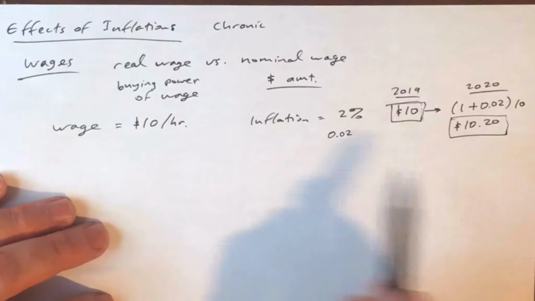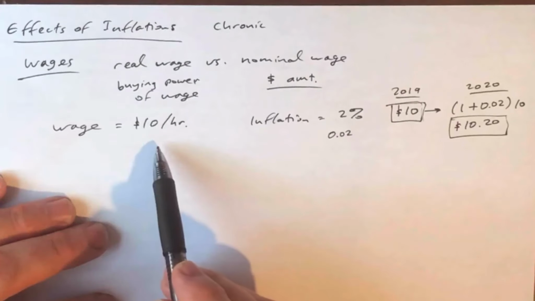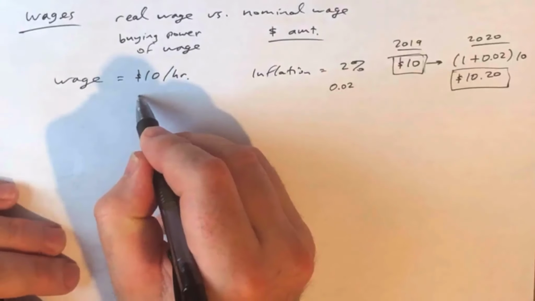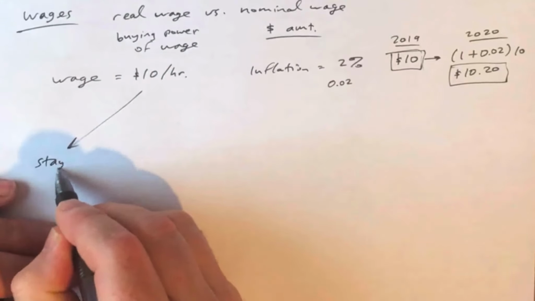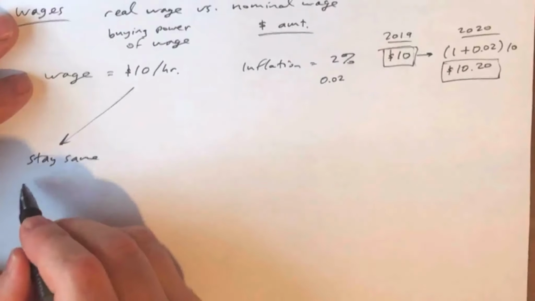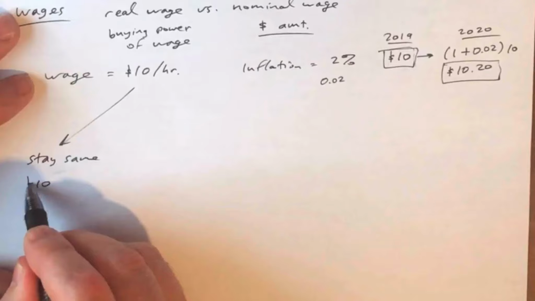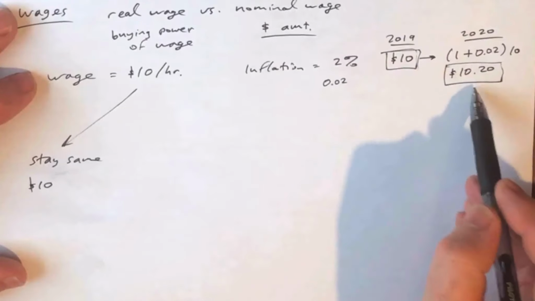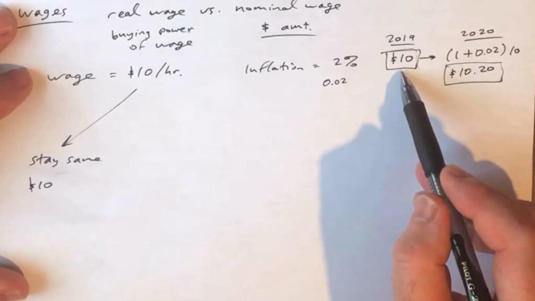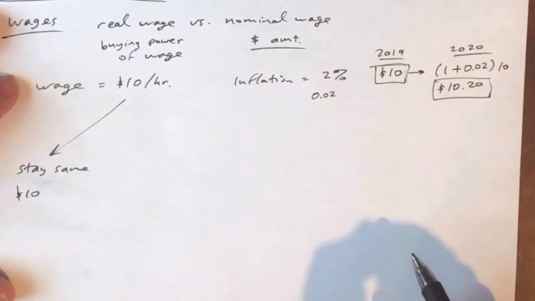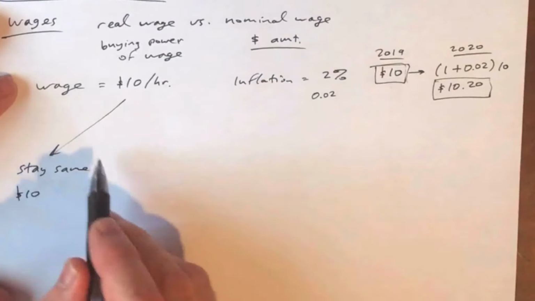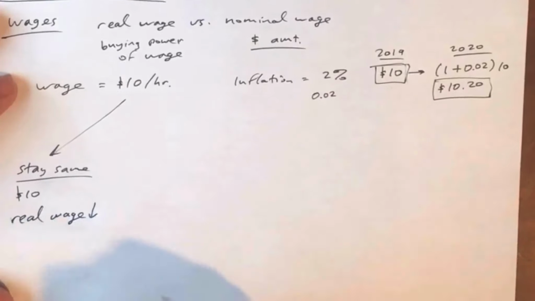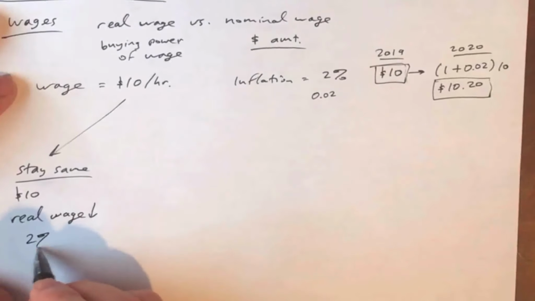So with 2% inflation, the question is what is happening to your nominal wage? There are different possibilities. One thing that could happen is it could stay the same, that $10. But here's the problem with that. For that $10 to stay stable in value, it would actually have to be $10.20, because what used to cost $10 costs $10.20. That's what the inflation of 2% means. So if your nominal wage stays the same, your real wage is actually going down by 2%.